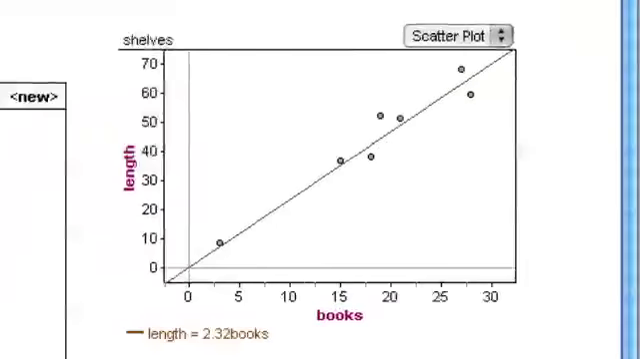Now there's an entirely different strategy, which is actually much simpler, and that is use the formula. If I see length equals 2.32 times books, if I have 10 books, I just plug in 10 for books. I get the length should be about 23.2 centimeters. Do you think the length is going to be exactly 23.2 centimeters? Of course not.